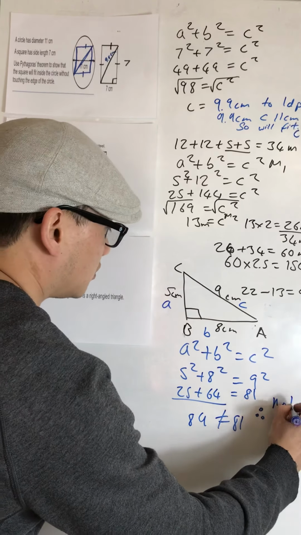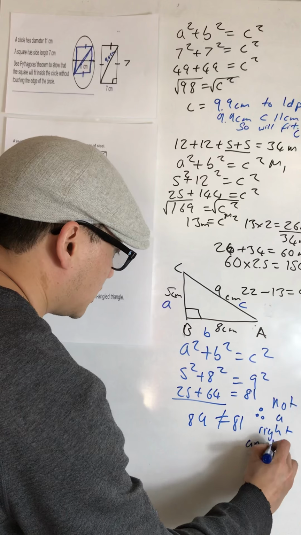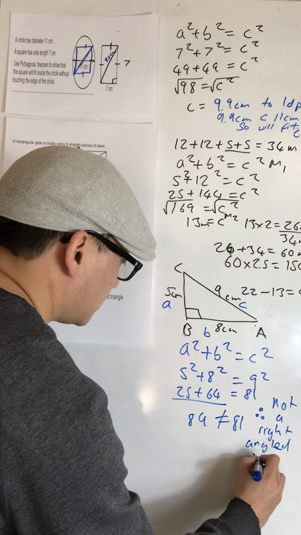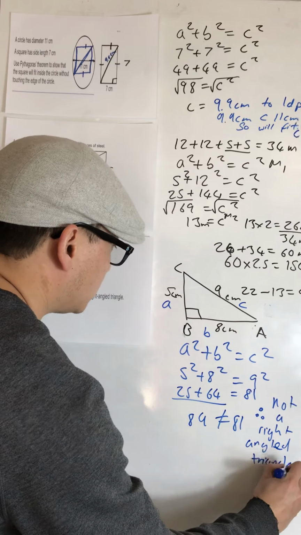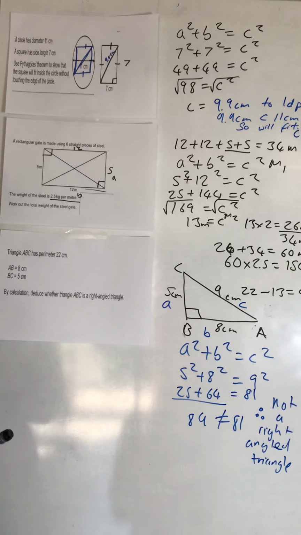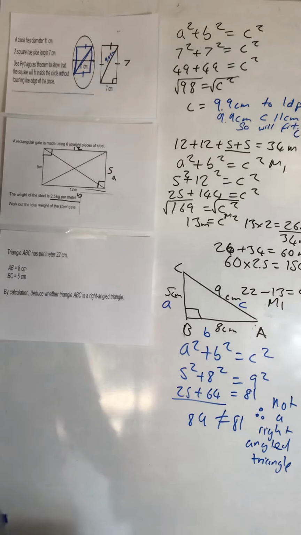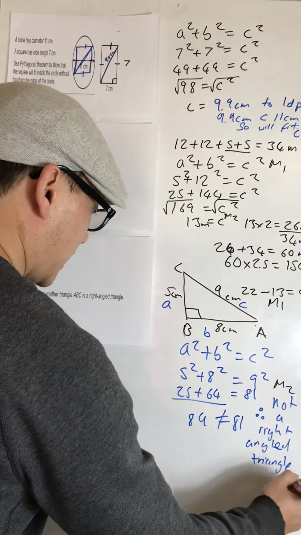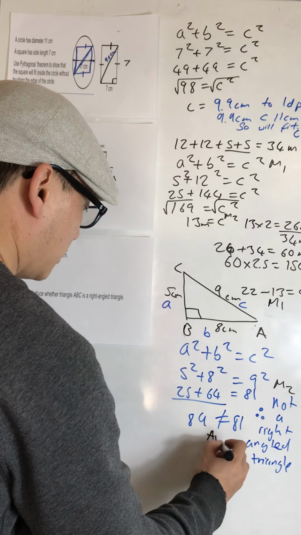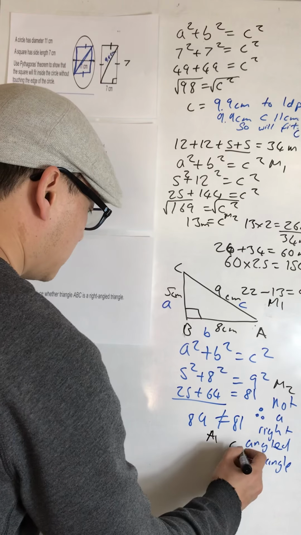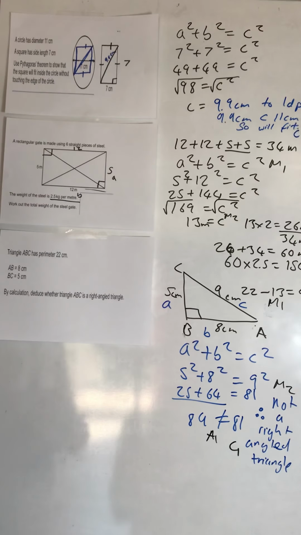not a right angled triangle. Your method marks for this type of question are likely to be M1 here, M2 here, and that would be your A1/C1 mark. And I hope that really helps you all with your mathswatch homework.